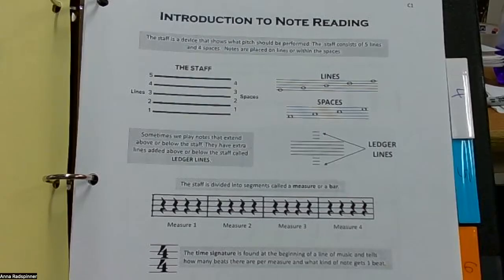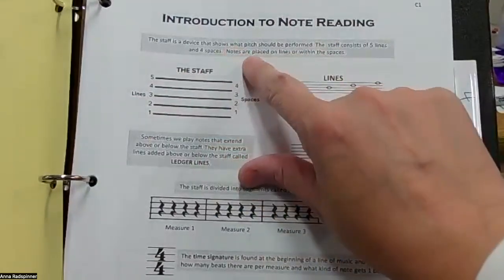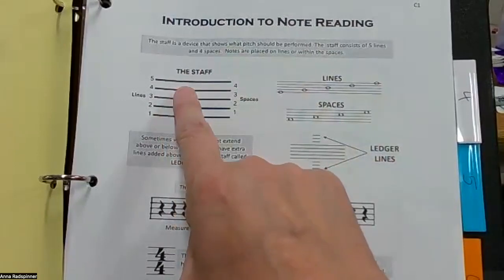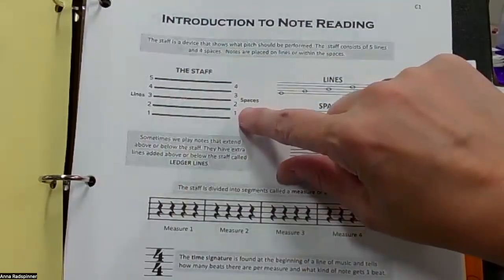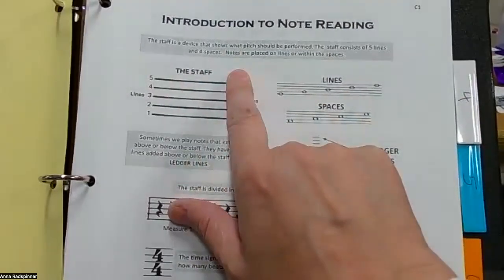This is what the first page of our note reading packet looks like. Our music staff has 5 lines. 1, 2, 3, 4, 5. And it has spaces. 1, 2, 3, 4. 5 lines and 4 spaces.